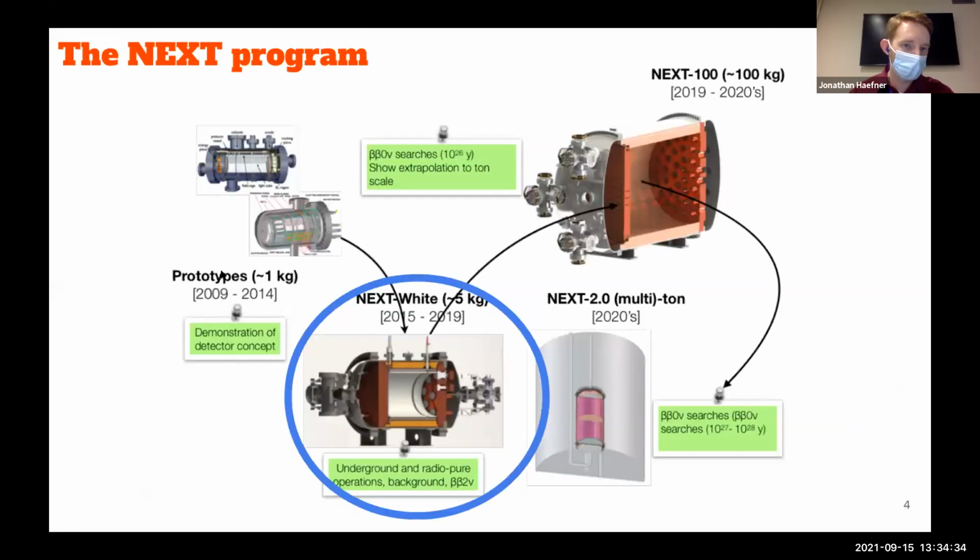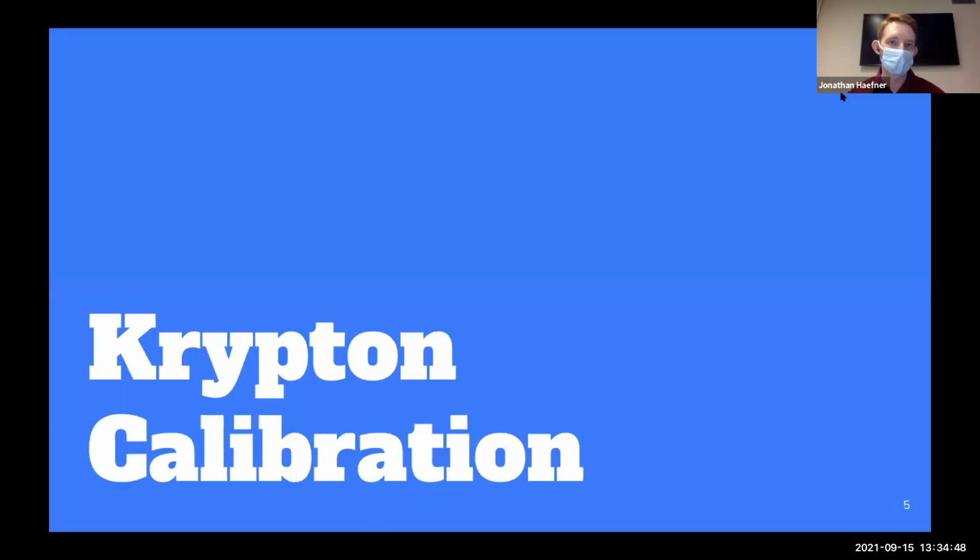So the program began with some prototypes. We just finished running NEXT-White, which was around 10 kilograms. And we will soon be running NEXT-100, a 100 kilogram scale detector, which is currently under development. And hopefully later a ton scale program. So let me start by talking about krypton calibration, which is sort of the backbone of all of this.